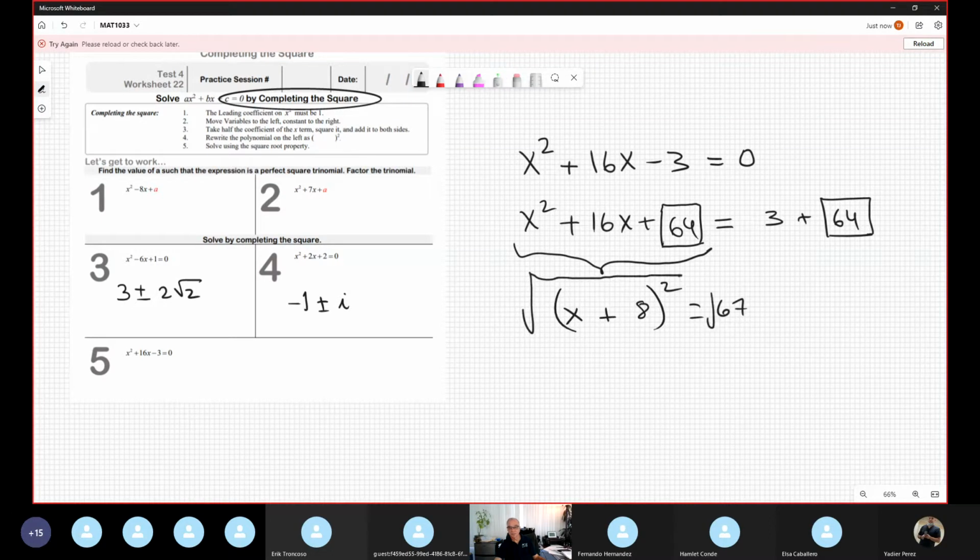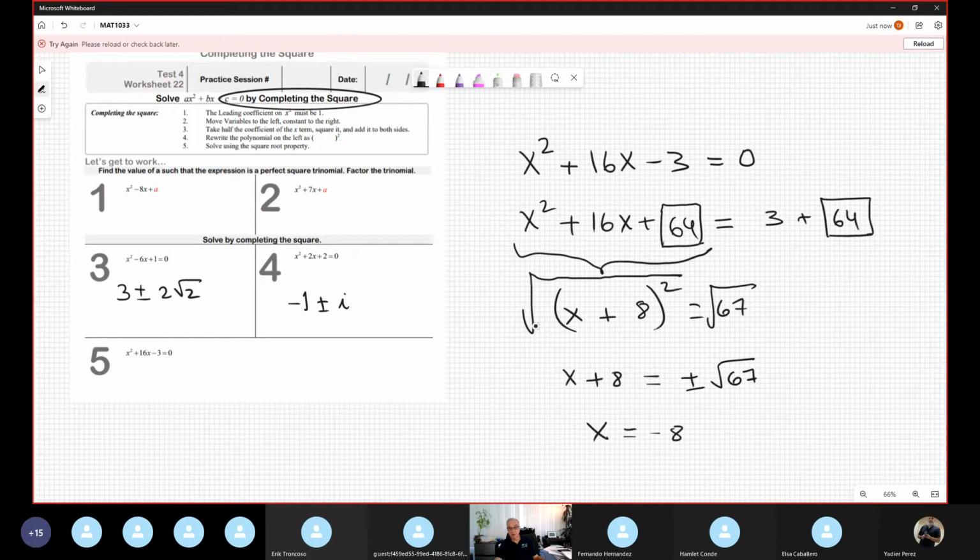Both sides. Again, the square root and the square power cancel out each other, and we have the square root of 67. By the way, guys, 67 is a prime number. We cannot do anything. It's plus or minus radical 67. It's irrational.